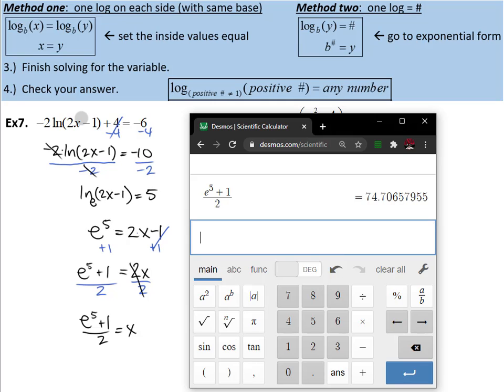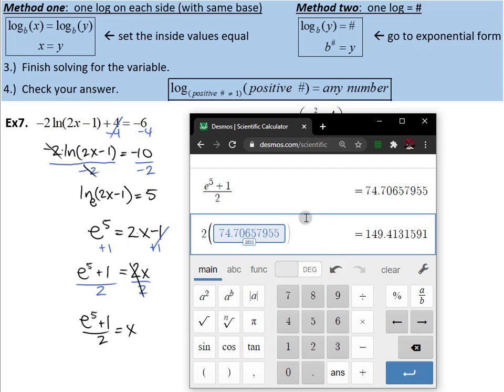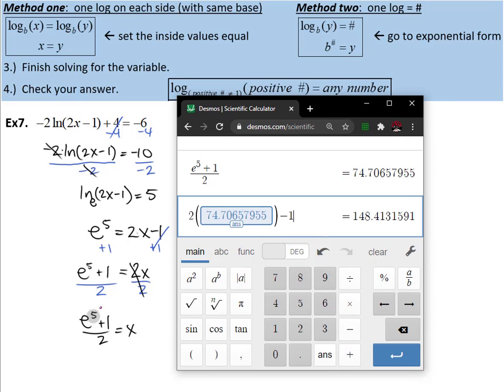If I were to plug that in, so our equation is 2 times x, so 2 times the previous answer, minus 1. We just want to make sure this stays positive. Okay, and it does. It stays positive. So the inside of this logarithm would be positive 148. It's not a restricted value. So we can leave it as this exact answer, or as our decimal approximation, we can say about 74.707.